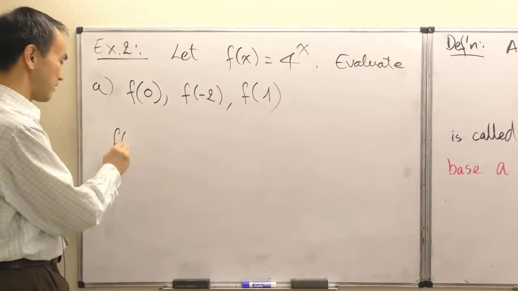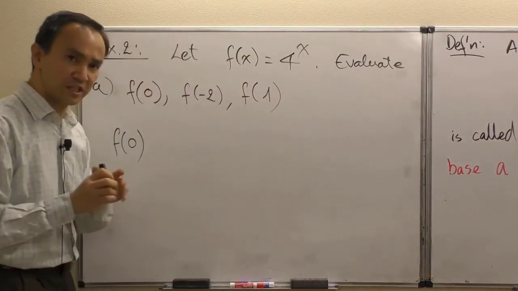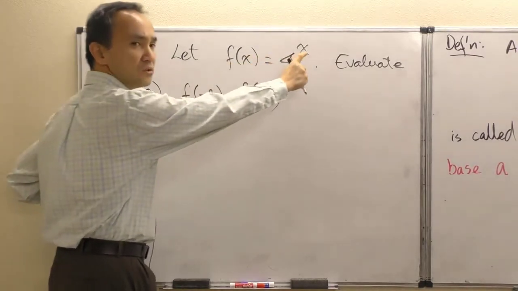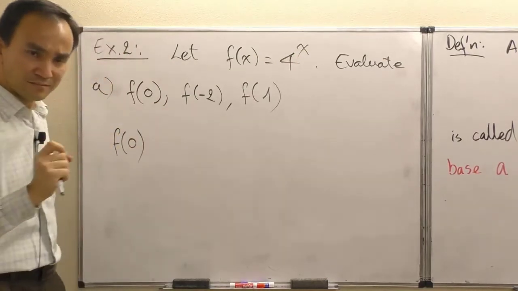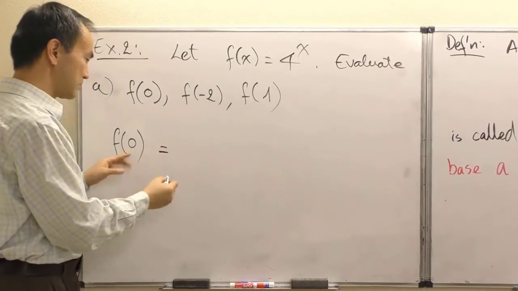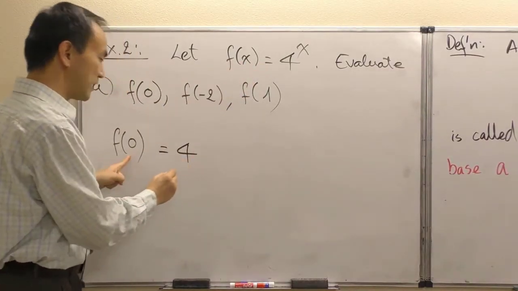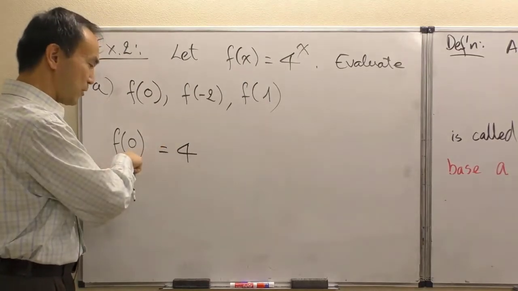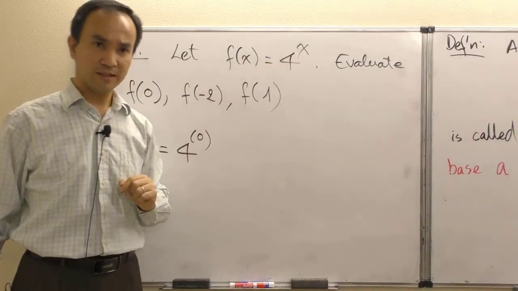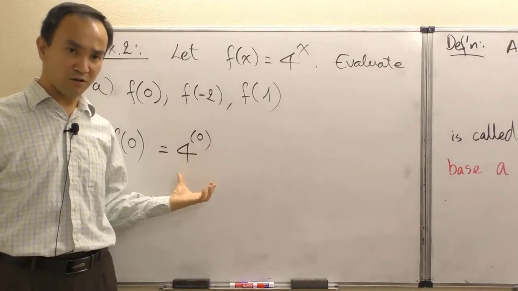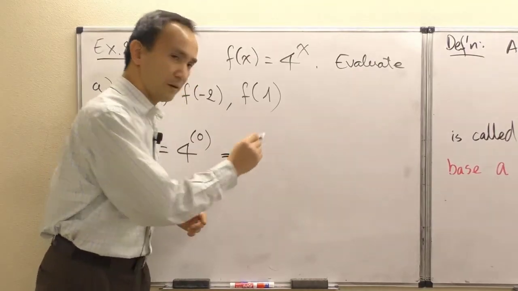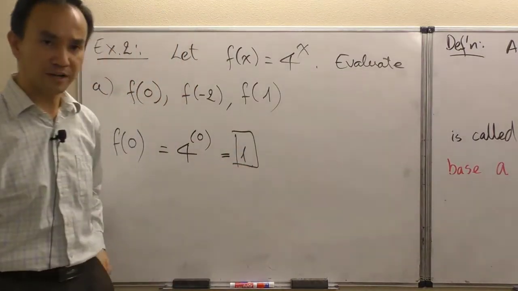So f of 0. The skill I want to emphasize here is that when we give a different input, that input goes into the exponent. I mentioned this earlier, but now it's time to do this example to really emphasize that. So f of 0 means the rule of this function says 4 raised to the input. 4 raised to the input. The input now is going to substitute for our x in the formula. So 4 to the 0. As a computational problem, 4 to the 0 algebraically equals 1. So this is our final output numerically.